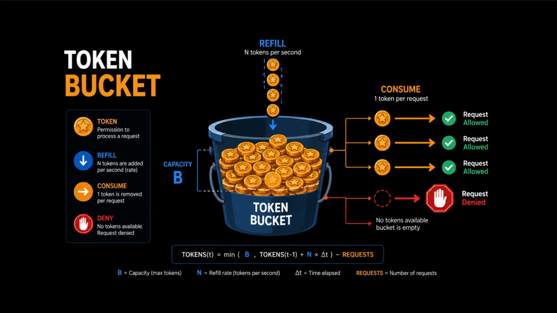Which means if you've been quiet for a while, you can actually burst. That is, you can send a bunch of requests all at once because you've got tokens saved up. But the moment you run out of tokens, your request gets dropped until the bucket refills. That's it. That's the whole thing. The bucket size controls your burst tolerance. The fill rate controls your sustained throughput. So you have two knobs and it is a very intuitive design.